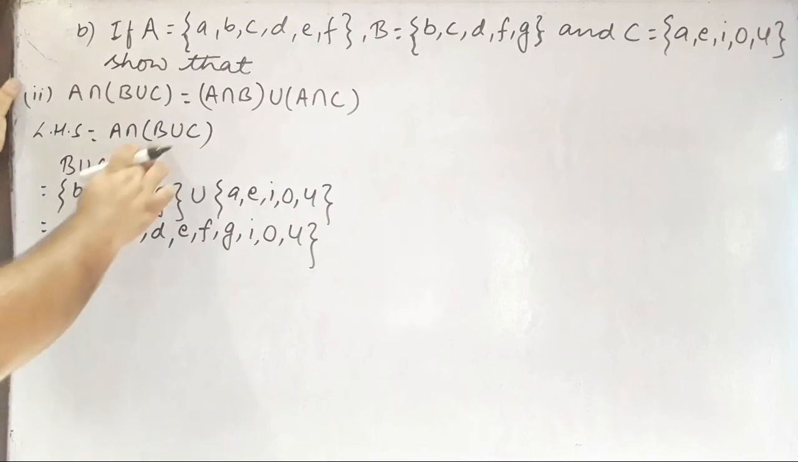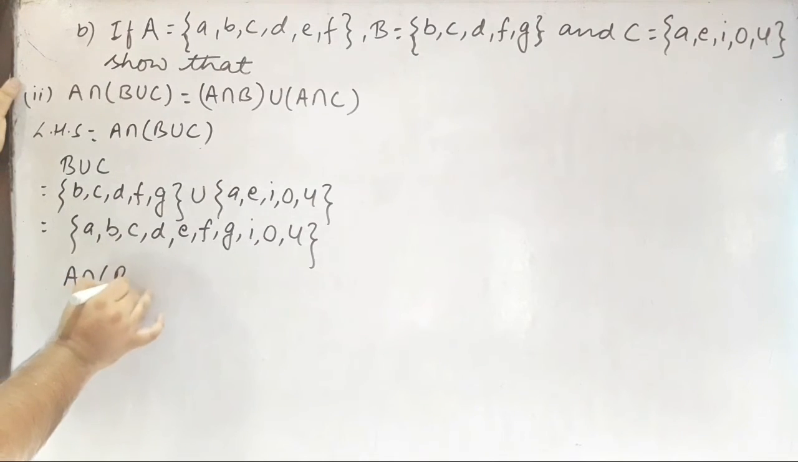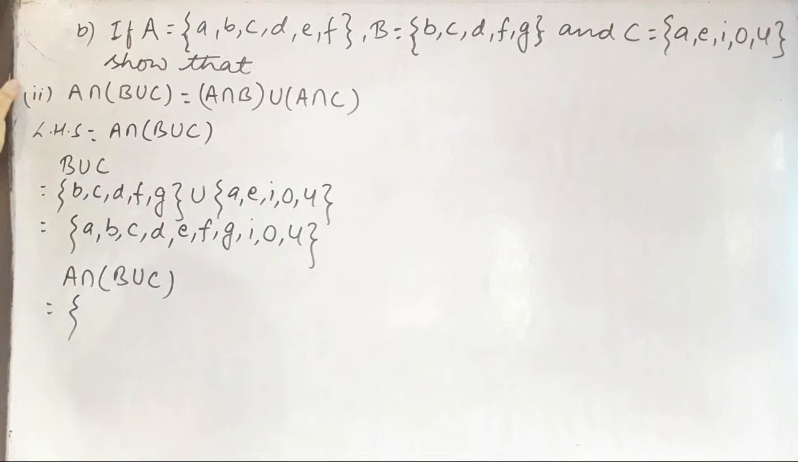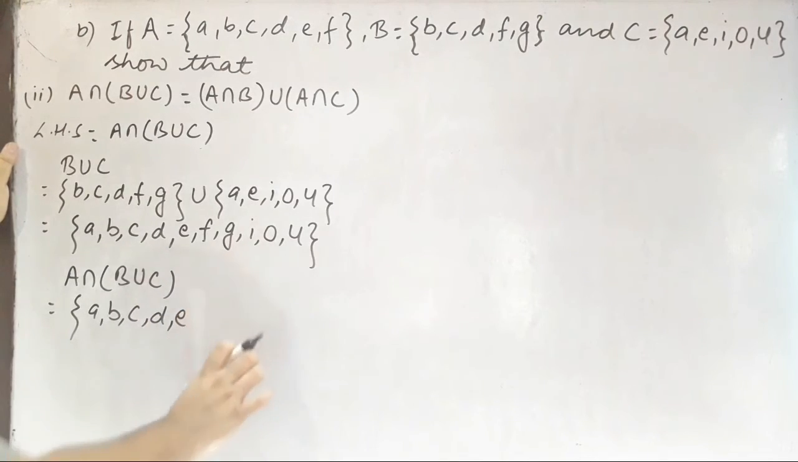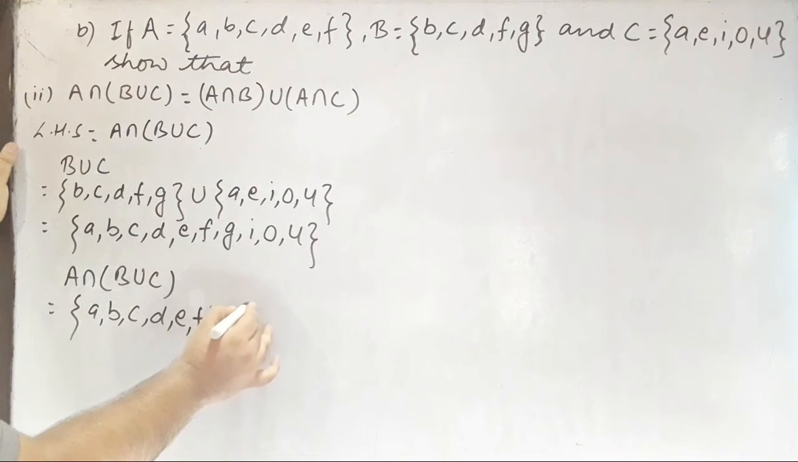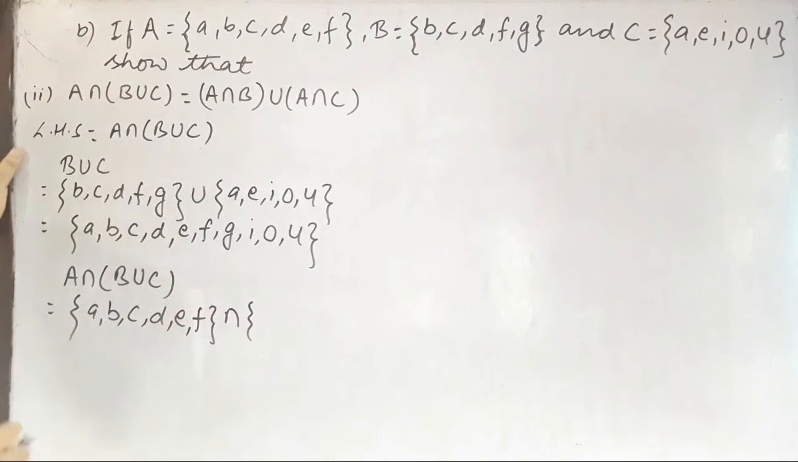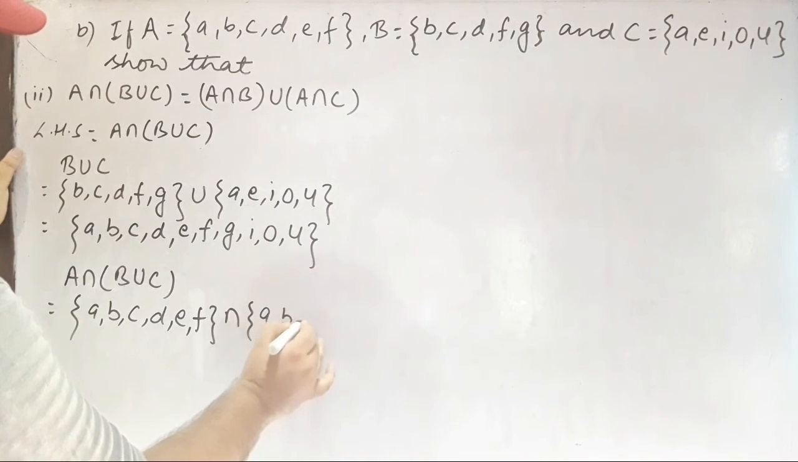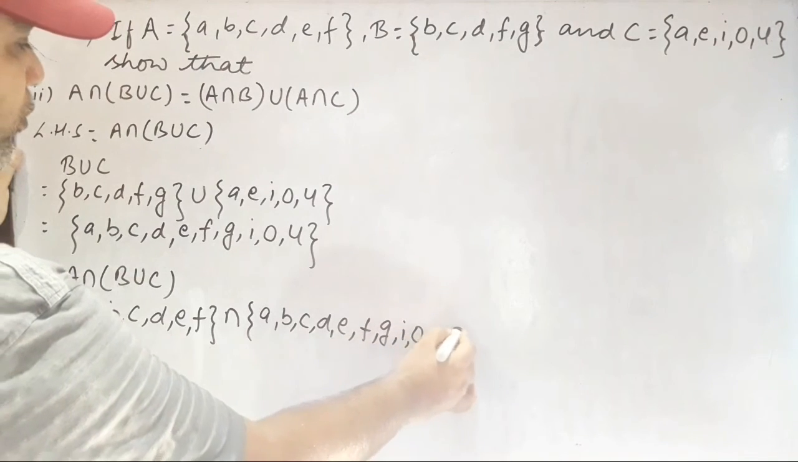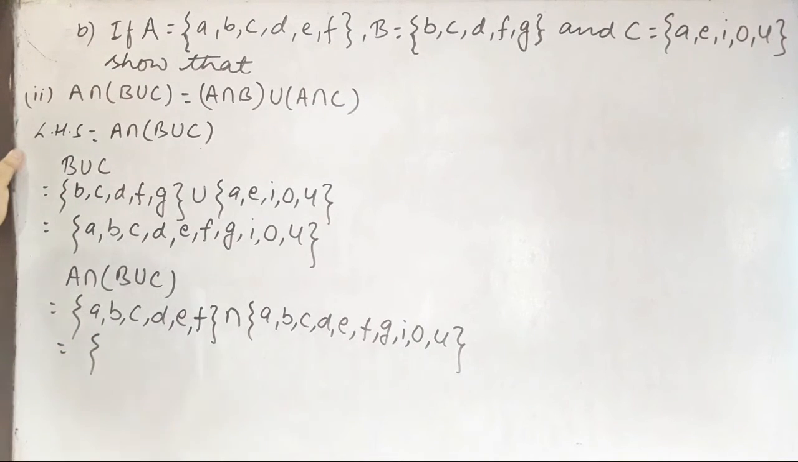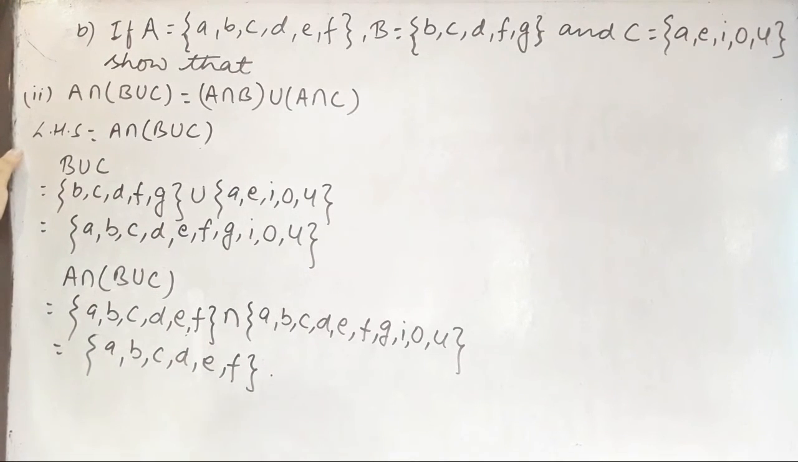Now A intersection (B union C) equals the elements of set A, B, C, D, E, sorry, there is F also, intersection (B union C), which we got as A, B, C, D, E, F, G, I, O, U. Now the intersection of this element set and this element set, we got A, B, C, D, E, F. Okay, A intersection (B union C), we got the elements A, B, C, D, E, F.